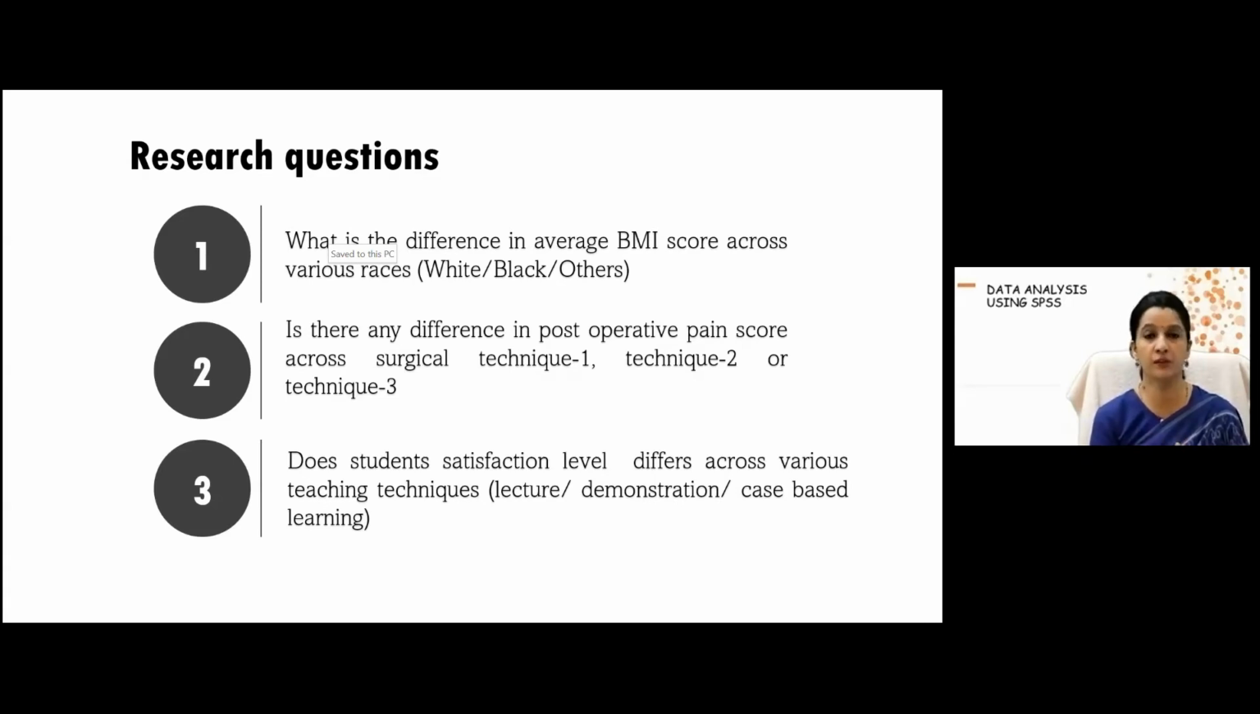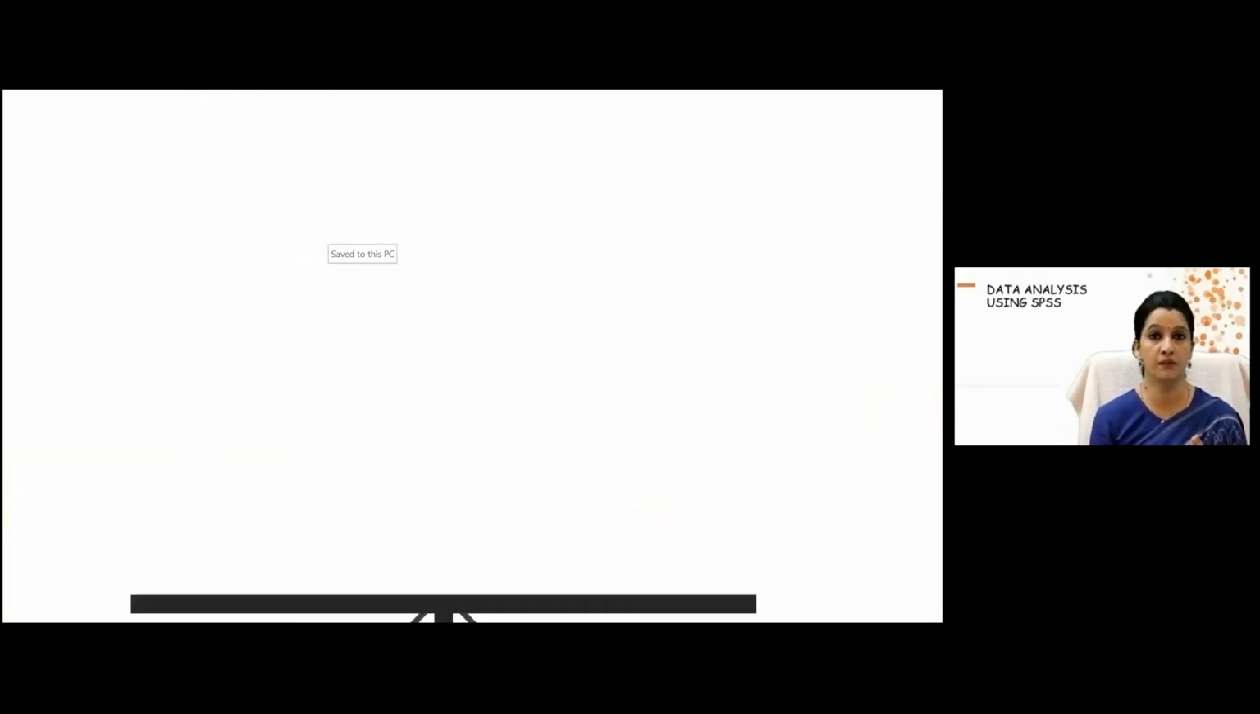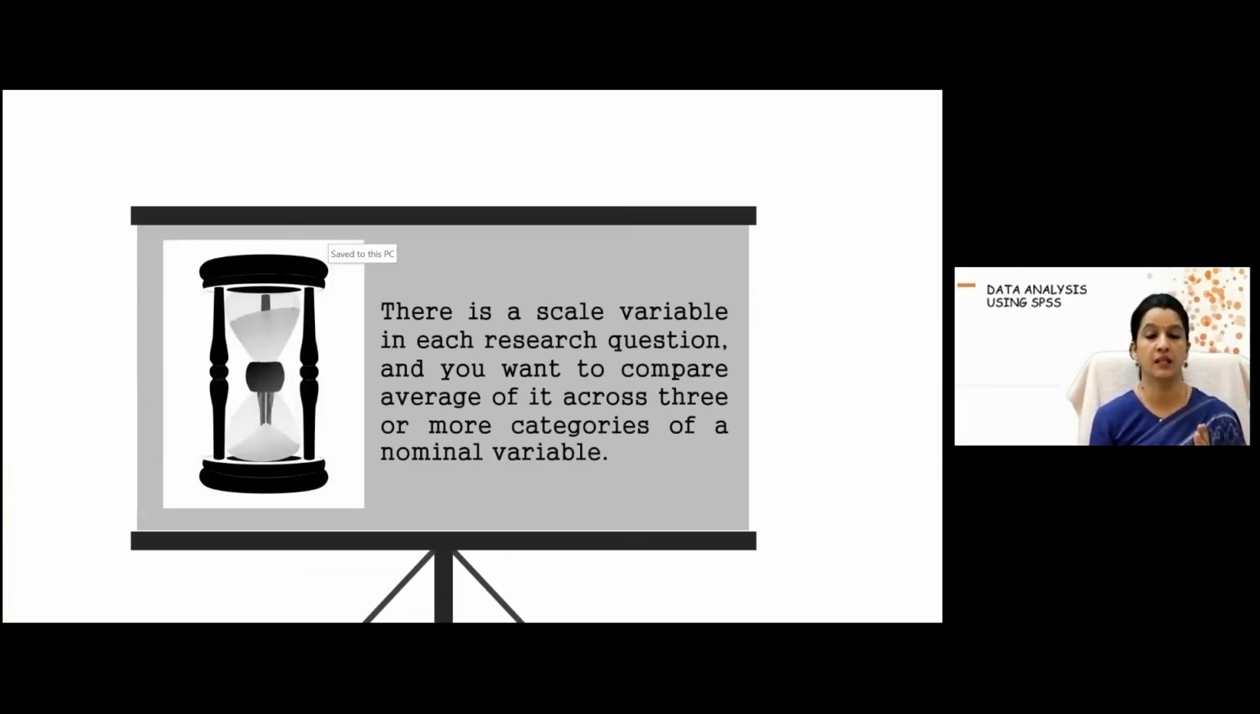So is it clear to all of you up to this point about the research question, the more than 2 groups, the independence of observation? In all these things, what have we observed? We have seen that there is a scale variable. The scale variable is the pain score, the mean marks obtained, or the mean BMI score, which is compared across a categorical variable, and the categorical variable has more than 2 categories.